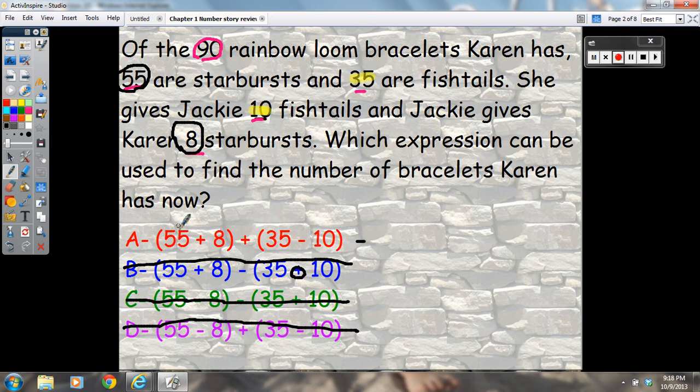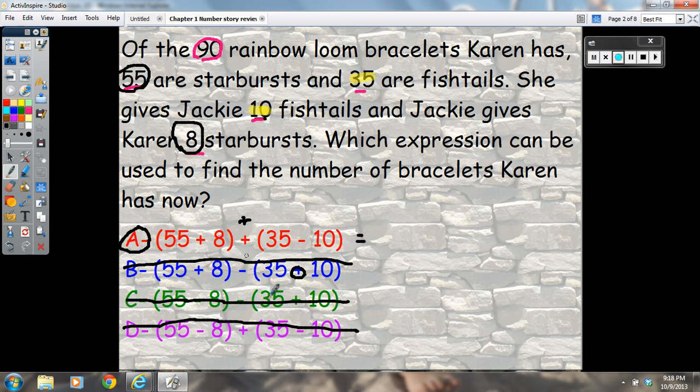Now, she had 55 starbursts and got 8 more, and she had 35 fishtails but gave 10 away. If we combine those, we would know what Karen's total rainbow balloon bracelets would be. We don't need to know the answer to that part, but we do need to know the expression that is used to help us solve that. And that would be the 55 plus 8 plus 35 minus 10.